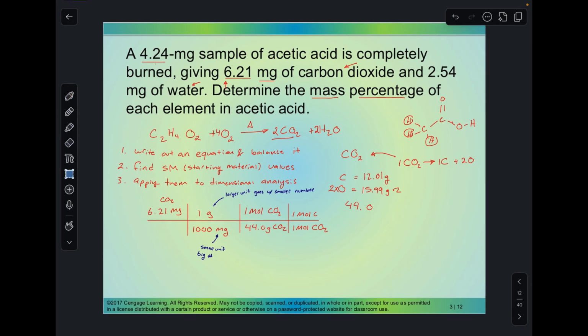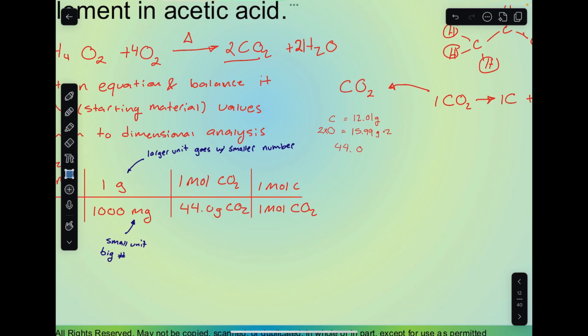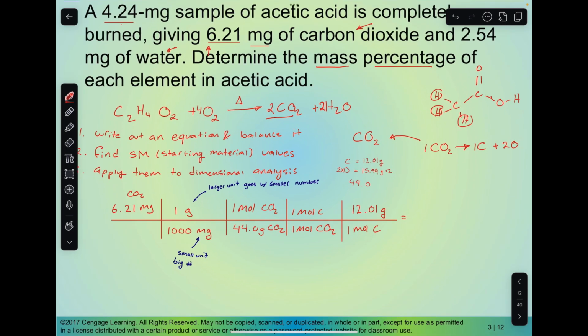What we want to do next, I'm going to shrink this a little so that I have more space. We'll shrink just this part. Then we can continue. So 1 mole of C, and we want to know the number of grams that were originally in our reaction. So 1 mole of C, and we're going to use the molar mass of carbon, which is 12.01 grams. And so this is how we will approach it.